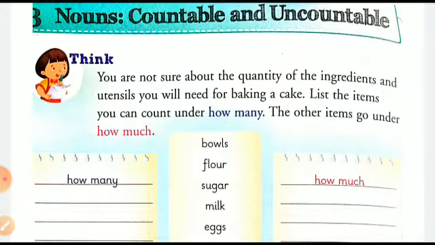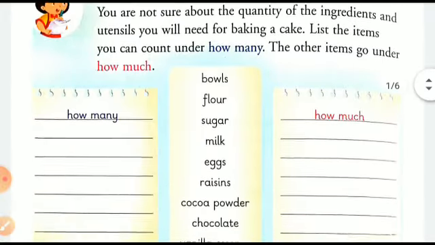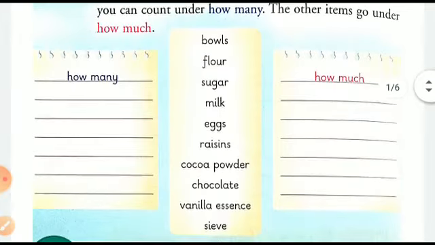You are not sure about the quantity of the ingredients and utensils you will need to bake a cake. List the items you can count under how many. The other items go under how much. So here, suppose you are baking a cake and you have been given a list of items, and you need to sort them under how many or how much. So let's do it.